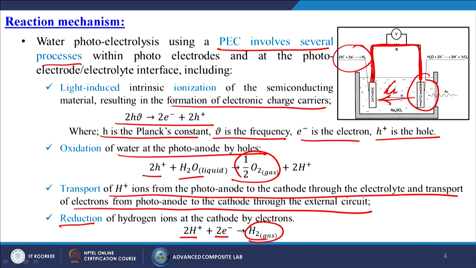So, basically we are doing a short circuiting kind of thing by which the electron is coming to the cathode and H⁺ ion is coming by the transport, and then H⁺ ion and e⁻ are producing the hydrogen gas over there.